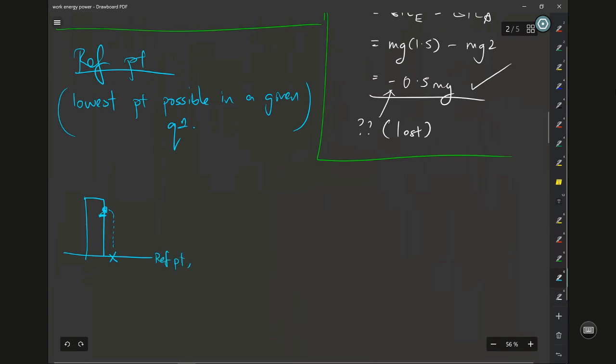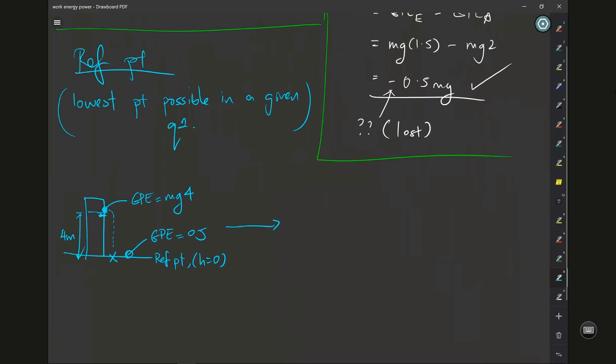Okay, the reference point is special because the h is 0 at the reference point, meaning to say if I have an object here, the GPE here can be written as 0 joules. Whereas if I'm, say, 4 meters above ground, then the GPE of this object is given by mgh, where the h is 4. Okay, now this is a simple one.